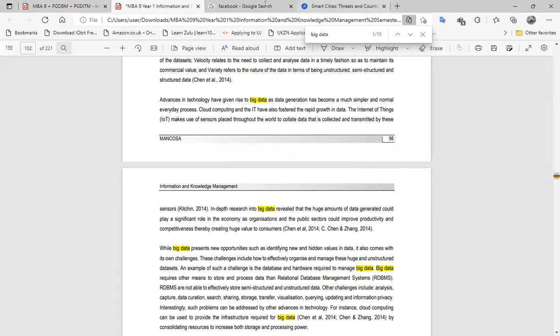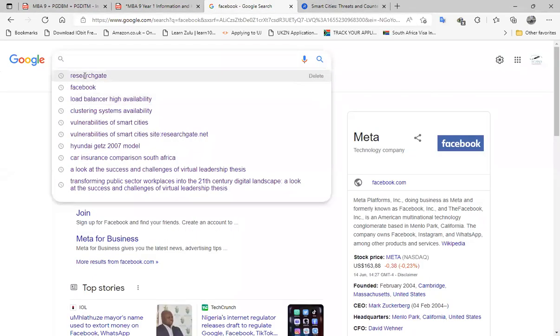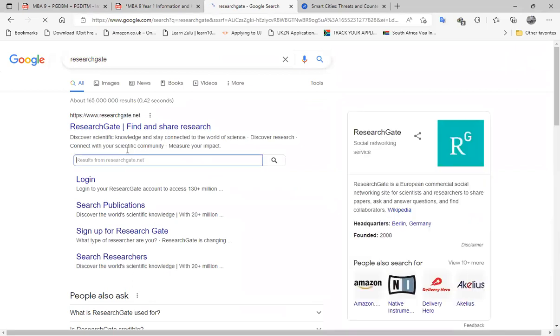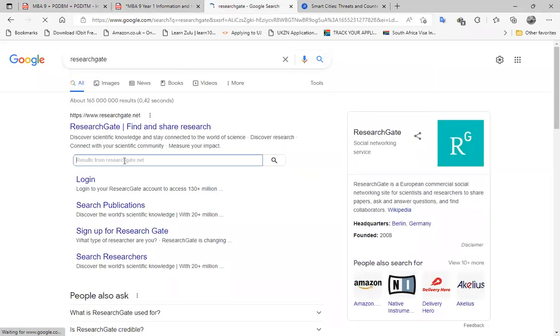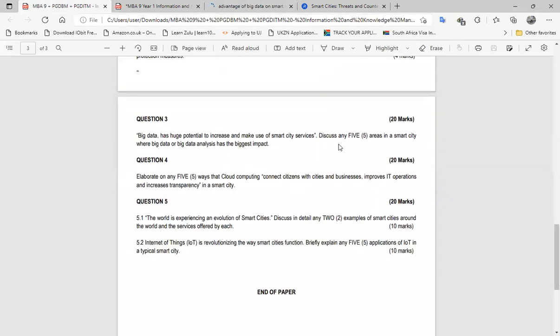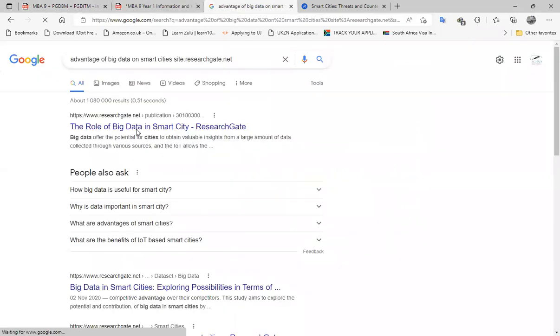But you can easily find it on the internet, right? Let's go on the search. Five areas in a smart city where big data analysis has the biggest impact, right? Okay, so this one is really good.